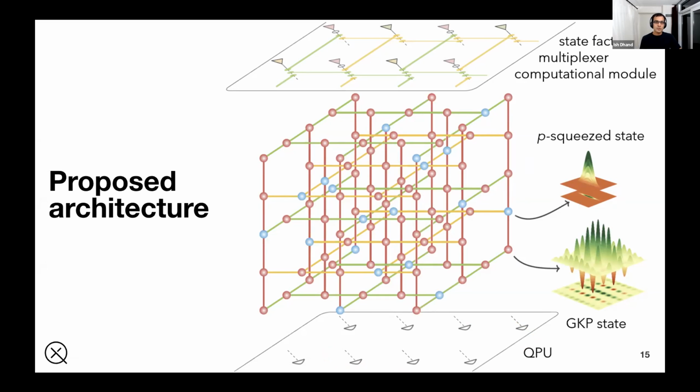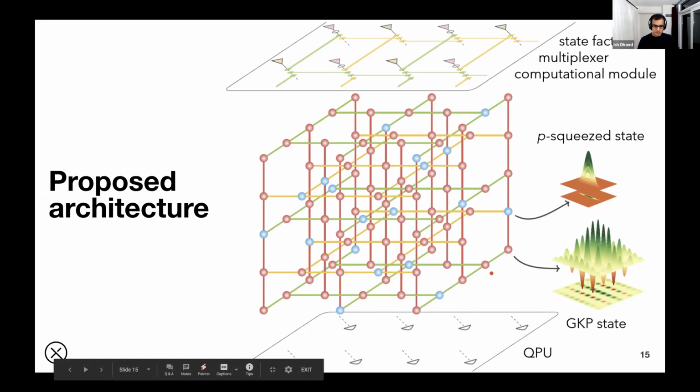This is all that we need to do to perform computation: change the phase of the local oscillator of the homodyne detection based on measurements from previous time steps. And this completes the description of the architecture.